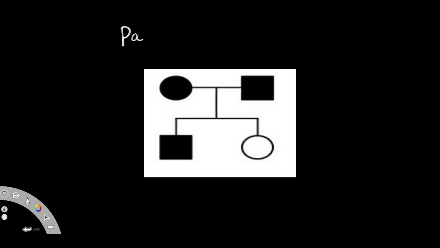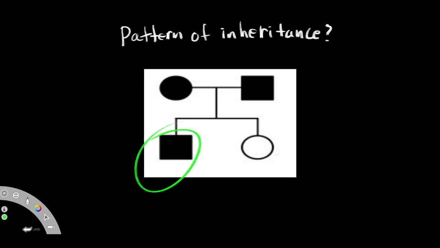Alright, so this one, the question is, what is the pattern of inheritance? Tell me, is it dominant or recessive, and X-linked or autosomal? Pause the video, give it a try on your own. Alright, all affected individuals have an affected parent. This one, yep, affected parent, so this is definitely dominant. All affected males have affected moms. Male affected, mom affected, that seems to be true. Is it X-linked? Maybe.